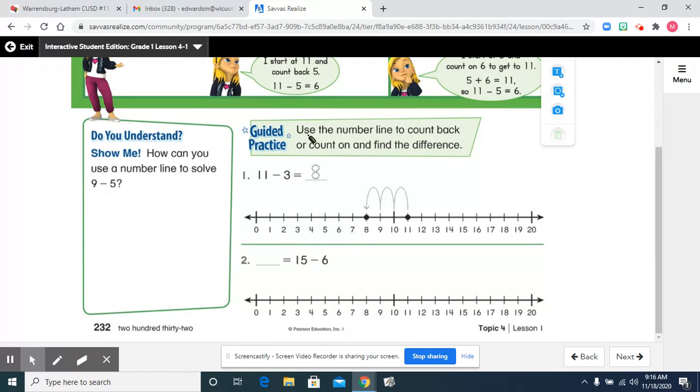Okay, let's read the directions for numbers 1 and 2. Use the number line to count back or count on and find the difference. Okay, number 1 they did for you, 11 minus 3. So what they did is they started on 11 because that's the first number in the equation, and then they took away 3. So they took 3 hops backwards. So trace it. 1, 2, 3. So 11 minus 3 equals, what they land on? 8.